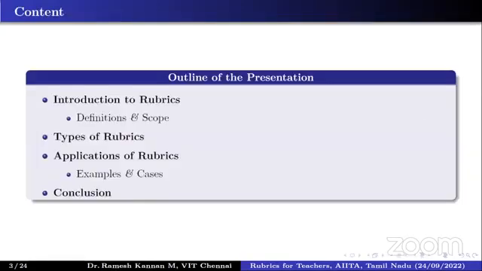So this is the outline of today's presentation. I'll be looking into the introduction to rubrics, definition, scope and types of rubrics, followed by the applications of rubrics. I hope many of you are from different streams like chemistry, mathematics, science, including biology and zoology, and other allied engineering and other disciplines. So I'll make the presentation very simple and useful to all the streams. Probably with a simple modification, you can make it for your own courses.